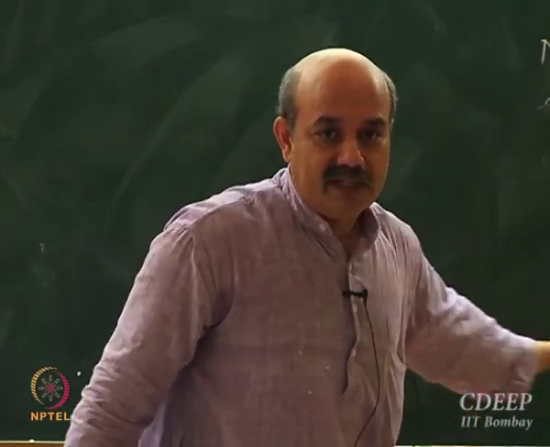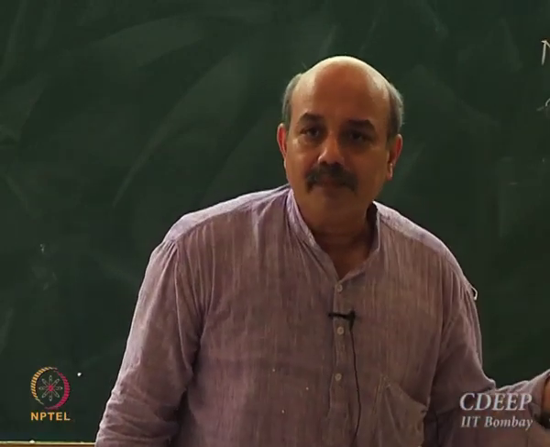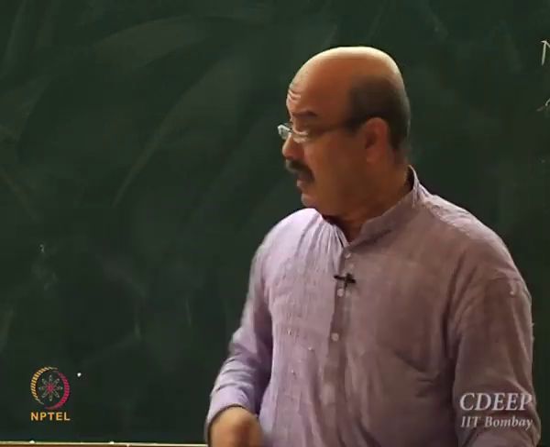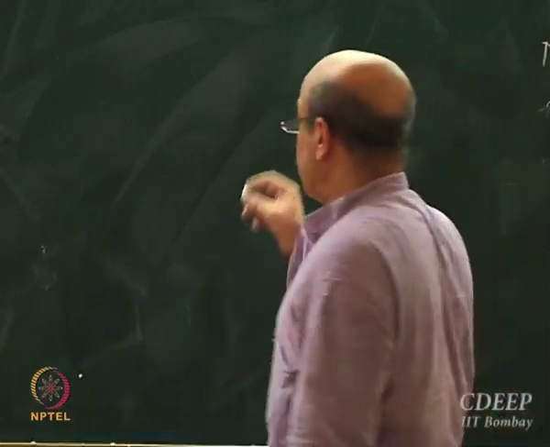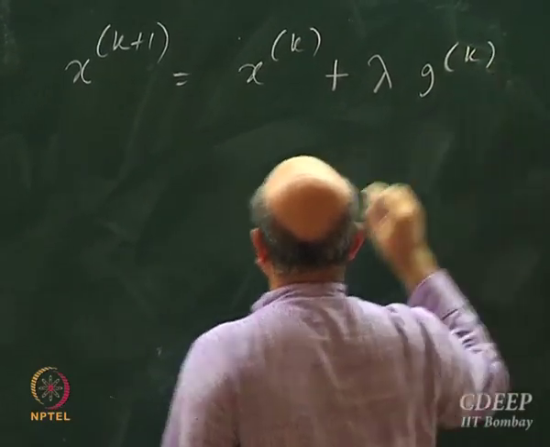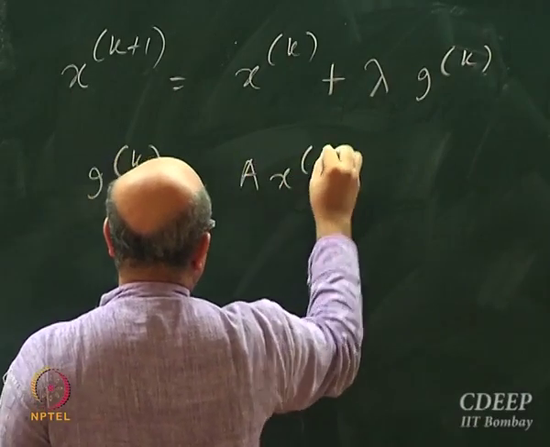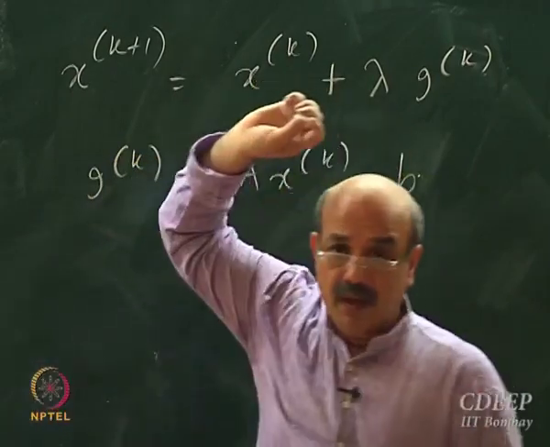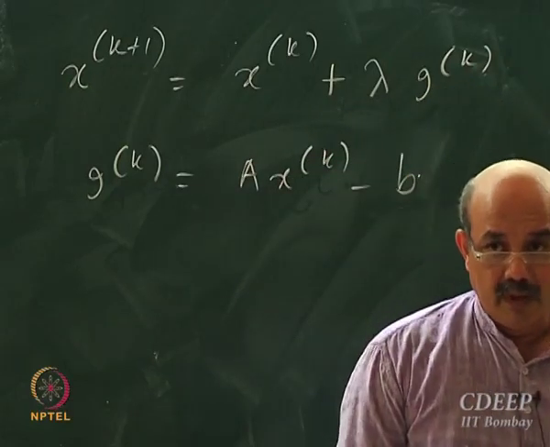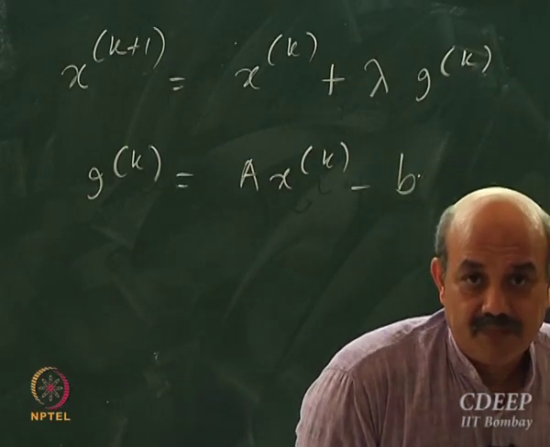So what I want to do next, well, I don't have to always find the unit direction. I wrote the algorithm with unit direction, but I can write it with respect to the direction and use lambda. Lambda will get scaled accordingly. So I can say that I want to move now in the direction which is lambda gk, where gk is Axk minus b.